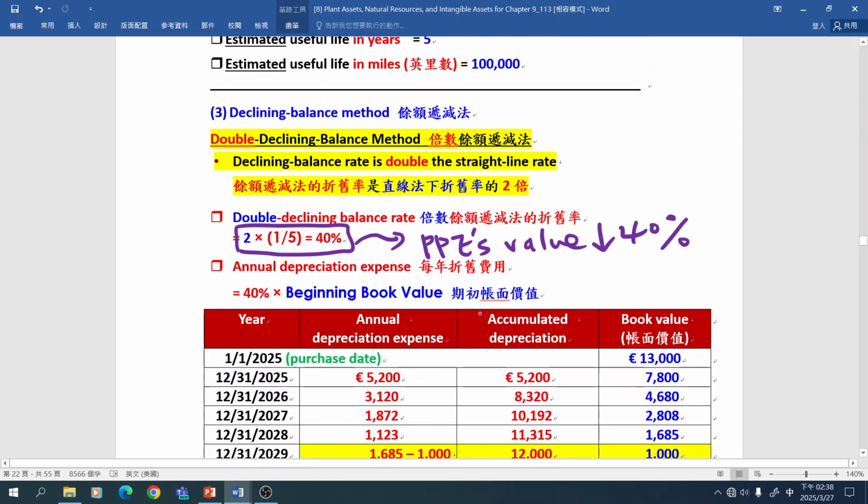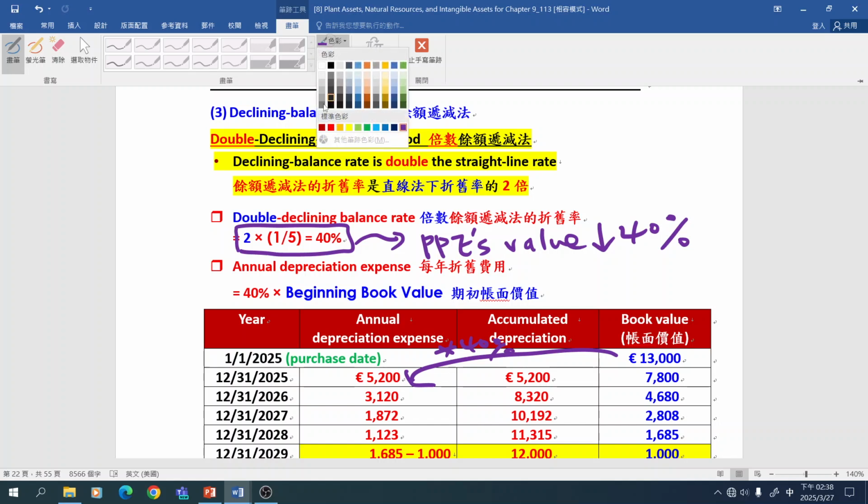Remember, based on beginning book value, how do you get your beginning book value? Here times 40%. You got book value, right? Beginning book value means the book value last year. So use last period's book value times 40%. You can get annual depreciation expense, right? So use last book value times 40%. You will get this year's accumulated depreciation.